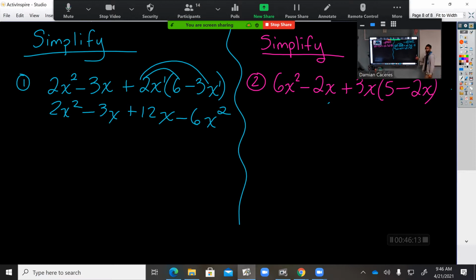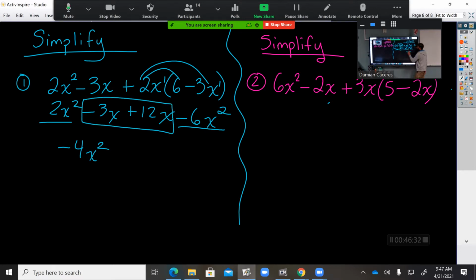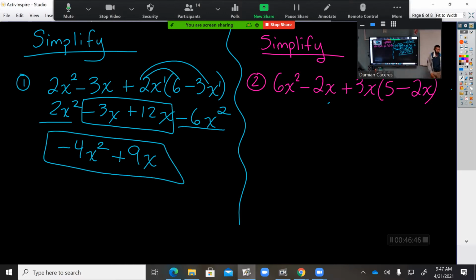After you distribute, you're always collecting like terms. So here we have 2x squared minus 6x squared. Remember, to be a like term, it has to have the same variable and the same exponent. So when you combine those, we get negative 4x squared. And these two are like terms right here. Negative 3x plus 12x is positive 9x. Now, always order your answer from biggest exponent to smallest exponent, which is standard form. So this is the right way to order your answer.